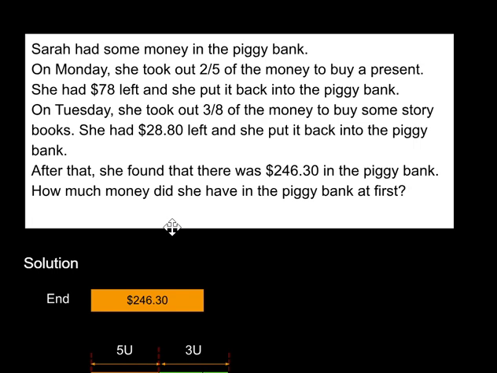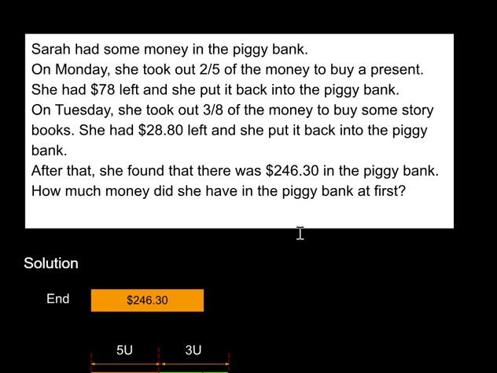Okay, so for this type of question, you only know that initially she had some money, then she spent a portion of it and put it back into the piggy bank. On Tuesday, she took out another portion and put it back. The only thing you know is that in the end she has $246.30, and they want you to find how much money she had in the piggy bank at first. The way to solve such a question is to work backwards.